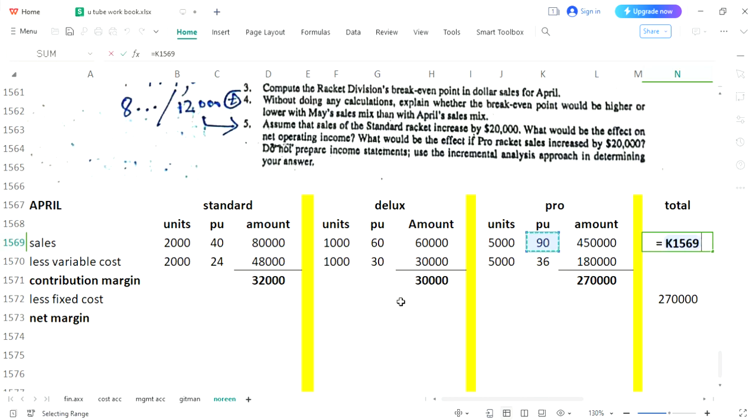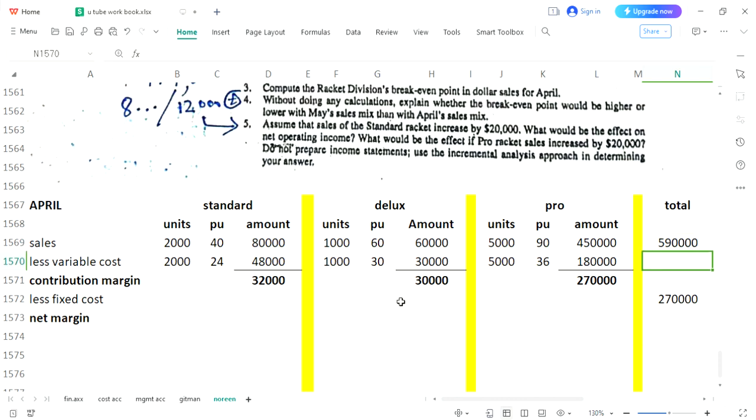First product sale price was 80,000, and then you will add sale price for deluxe 60,000, and then you will add sale price for Pro product, third product. When you add all sales, you will get total selling price.